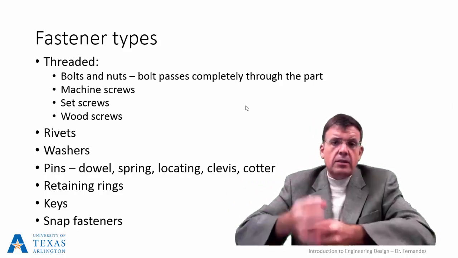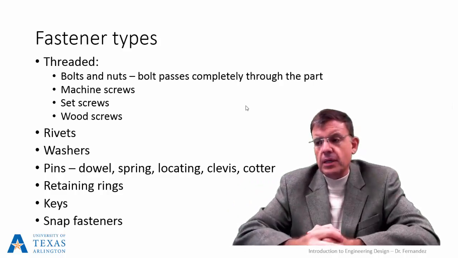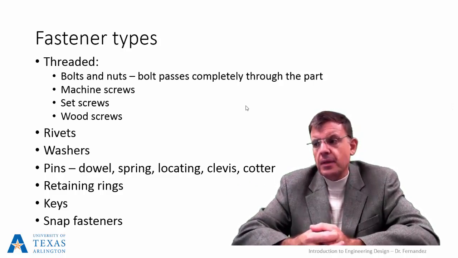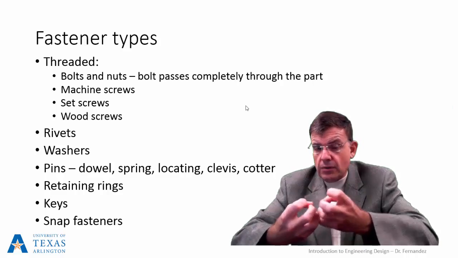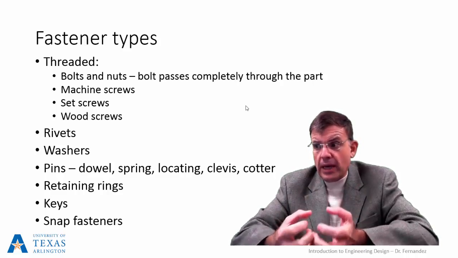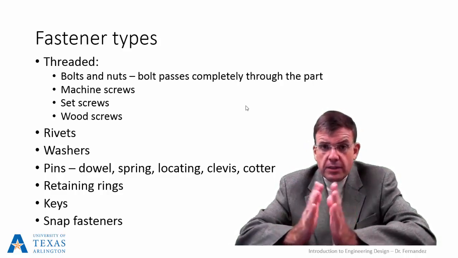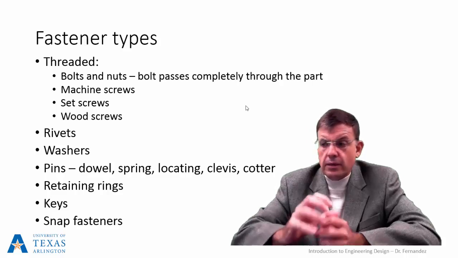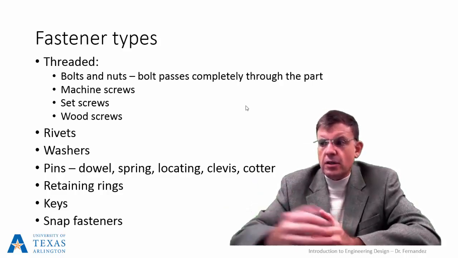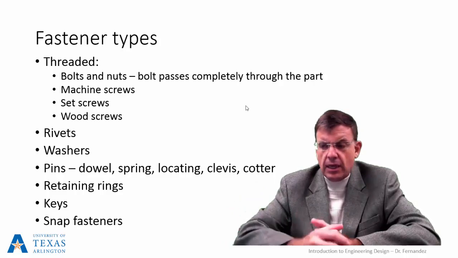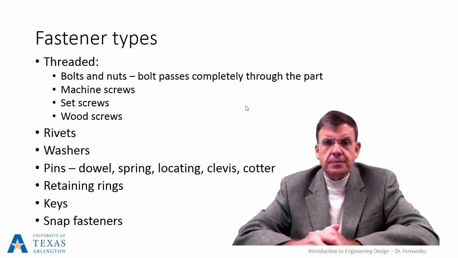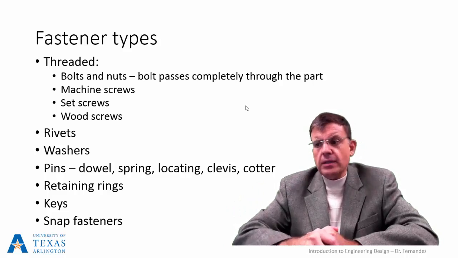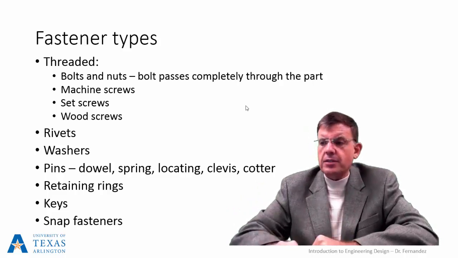There, the dowel pin is the traditional, fully solid cylindrical pin. You have spring pins that will allow compliance. You have locating pins, with specific designs to allow for insertion into a receptacle. Clevis pins, cotter pins. We'll see others here in just a second. I'll go through the various pictures. Retaining rings, keys, snap fasteners. Let's look at some pictures instead.